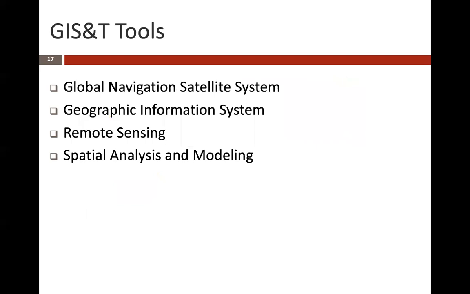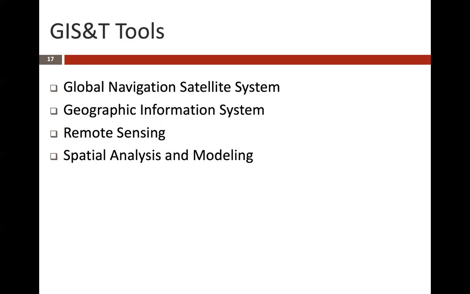All right, so what are some of the GIS&T tools? And by GIS&T, I mean Geographic Information Science and Technology. What are some of the tools that we can use to support this research, to generate the data, analyze the data, and model with the data? That includes the Global Navigation Satellite System, Geographic Information System, or GIS, remote sensing, and spatial analysis and modeling. There are certainly different ways to organize this, but this is just how I set it up.